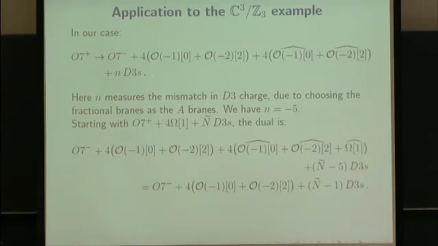D3s are SL2C invariant, so this is not a dangerous thing. If you just compute charges on both sides, you'll find out that n is -5, using the formulas I gave before.